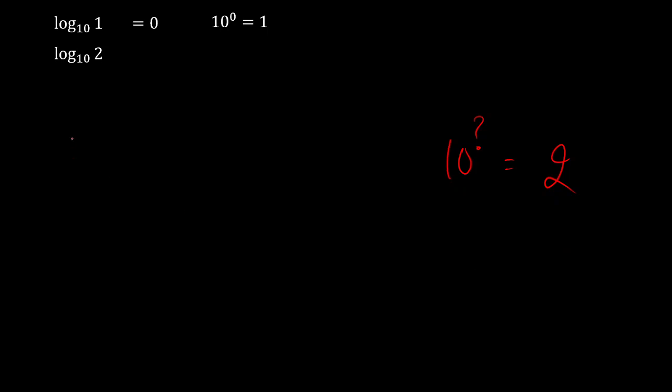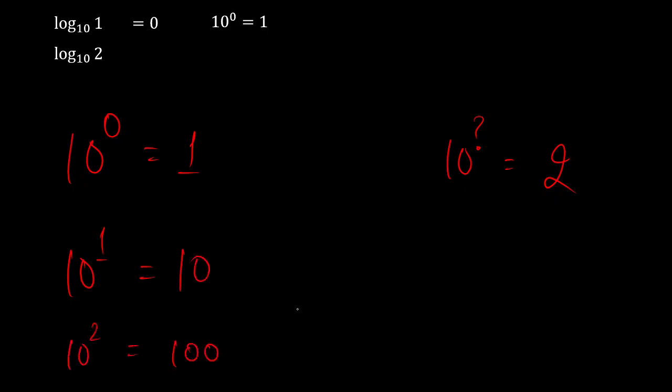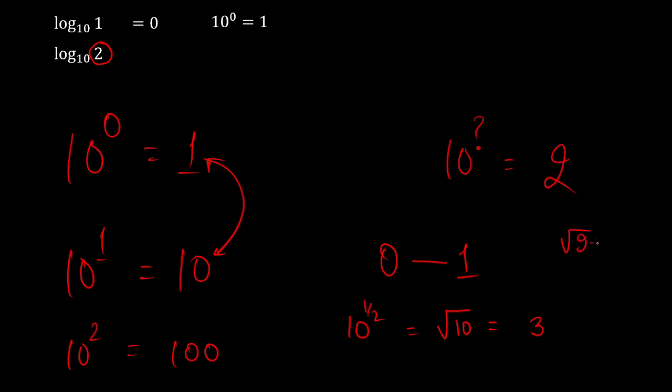This is a little bit tough, because we know 10 to the power 0 is 1, and 10 to the power 1 is 10, and if we keep on increasing the power, we will get bigger answers. So exponential is kind of an increasing function. If we want the answer to be 2, between 1 and 10, that power should be between 0 and 1, right? Do we know any other power of 10 between 0 and 1? I think we know one: 10 to the power half, which is root 10. This is going to be more than 3, because root 9 is 3, so it will be 3.1, something like that.